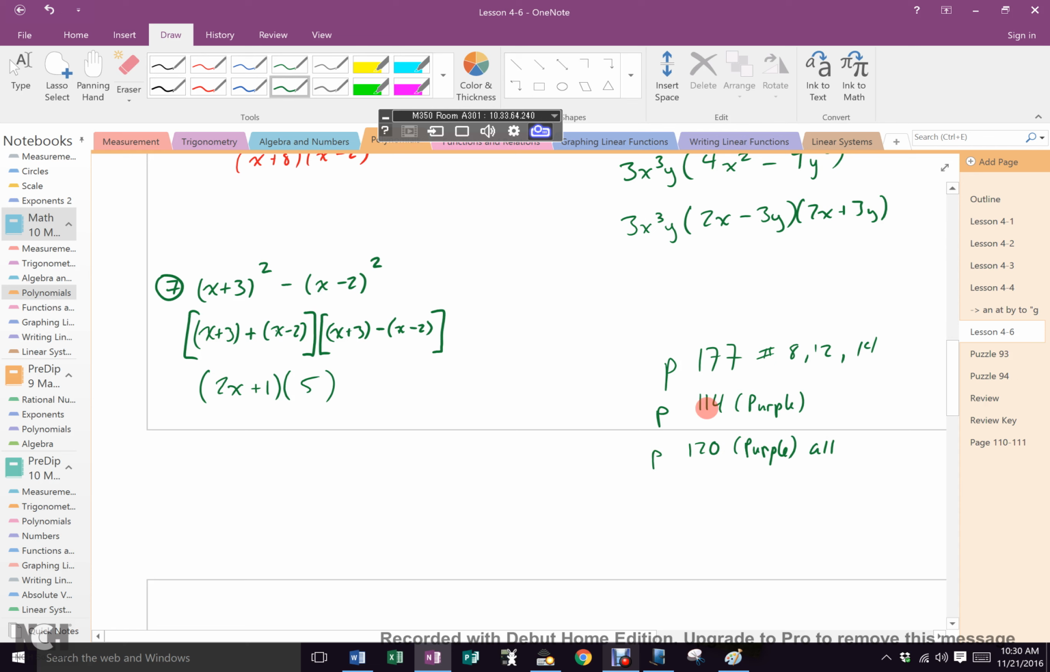Now, I already know I've given you 114 and 120. What are the other blank pages in your book right now? By blank, I mean I have not assigned them to you, not blank because you didn't do it. 116 has not been assigned. 117 has not been assigned, and 118 has not been assigned. And 121 has not been assigned.